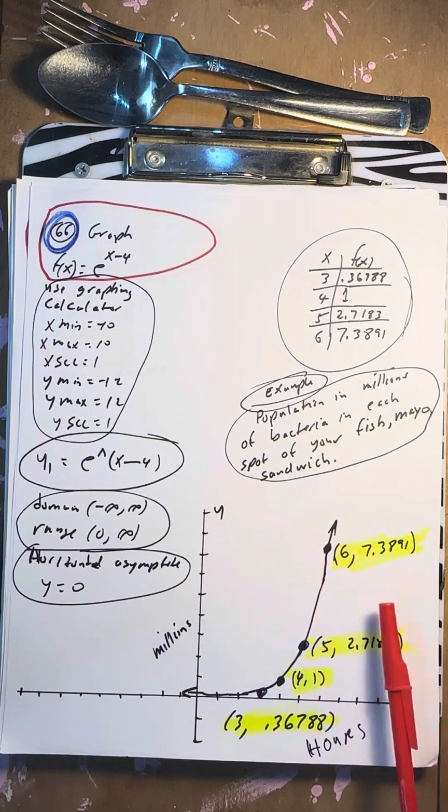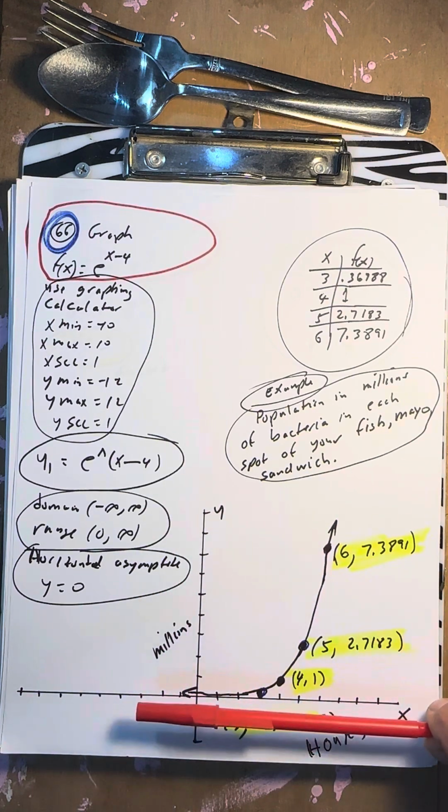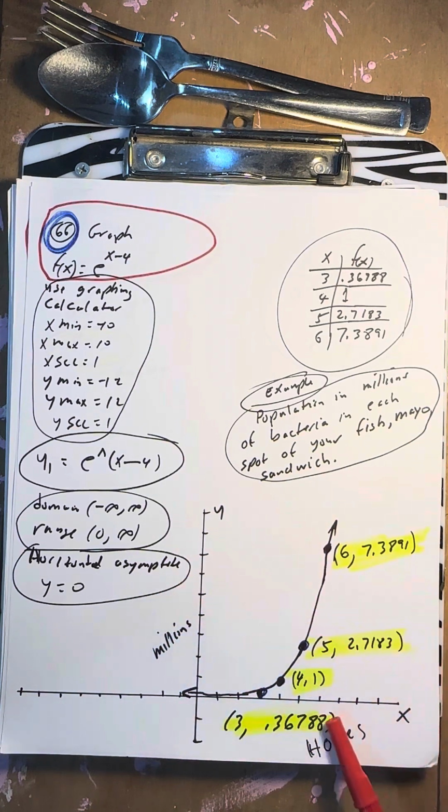And the domain is negative infinity. And the range goes what? More than 0. Goes up this way. Horizontal asymptote? Yes, at y equals 0. Okay. Population, millions of bacteria in each spot of your fish mayo sandwich.